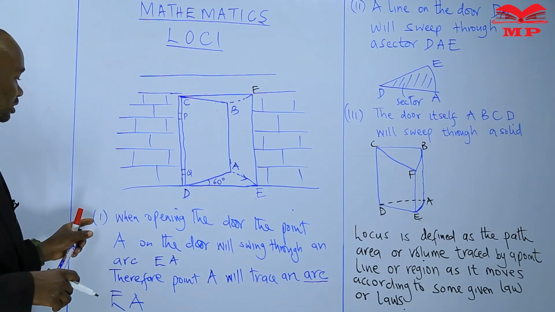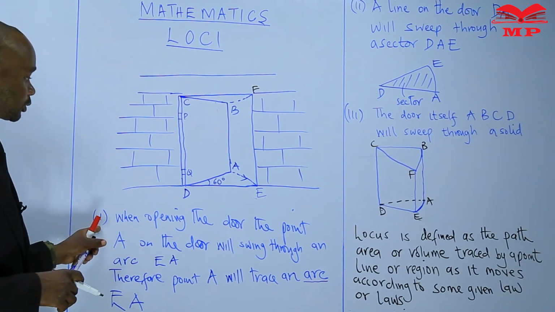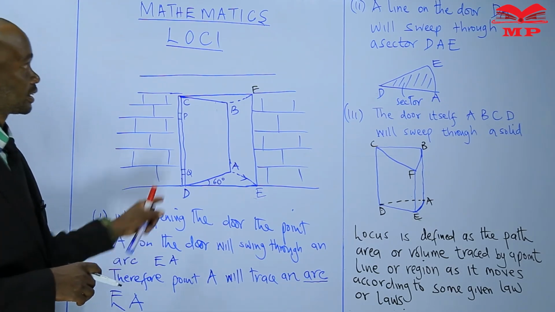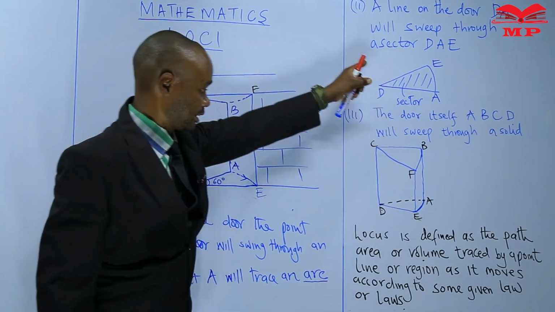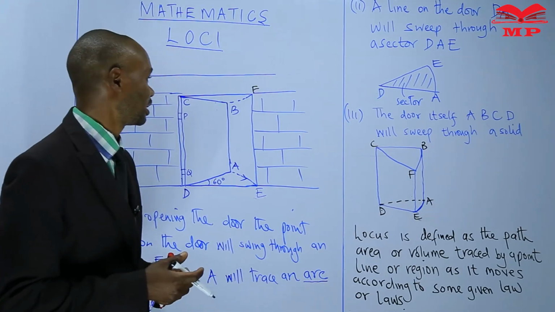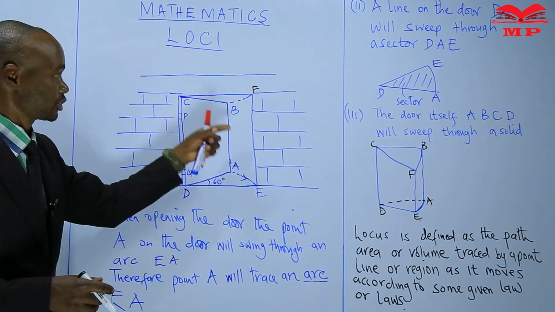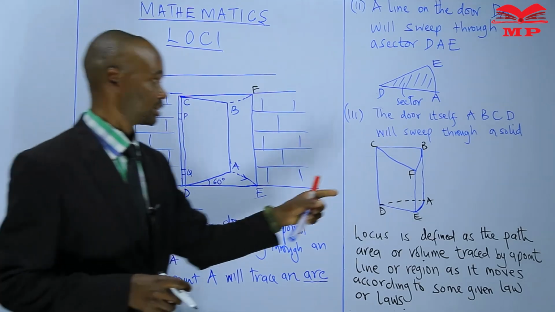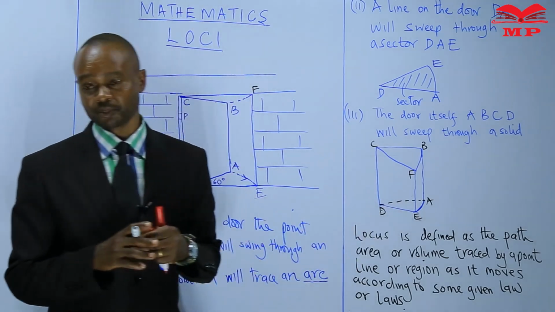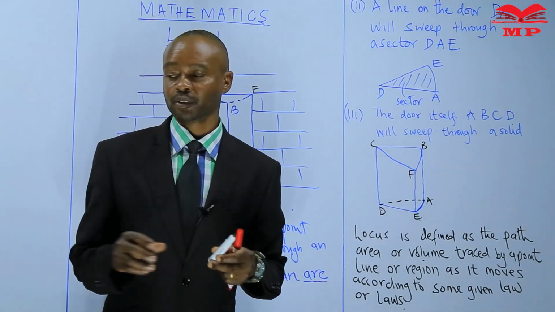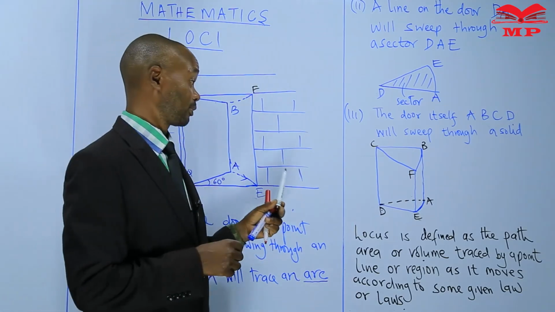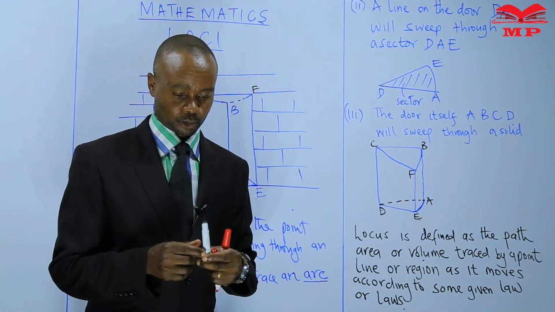That is why in the first explanation we used a point. In the second one we used a line. And in the third one we used a region. A region defined by A, B, C, D. That is why it generated a volume. So that gives us the proper definition of a locus. So as earlier said, locus is one, loci are many, the plural.